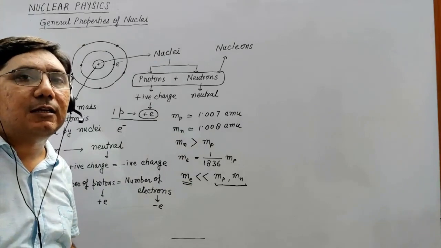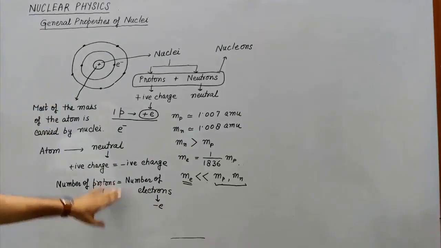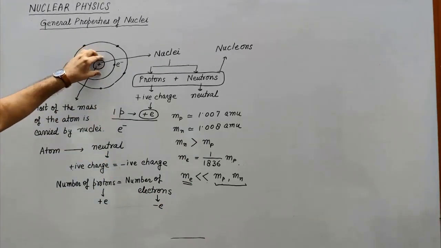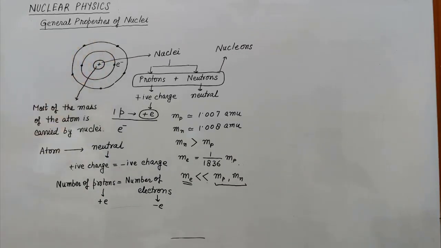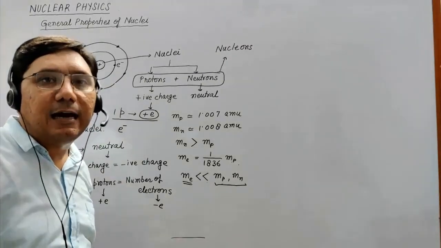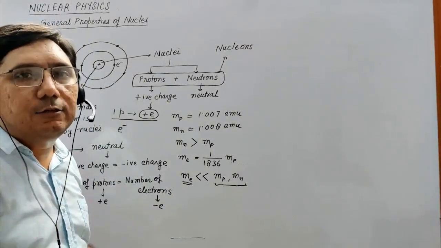So we will answer this question later on, but right now we can say that total positive charge is concentrated inside the nuclei while the total negative charge is carried by the electrons, and these electrons are revolving in different orbits around the nuclei. Now, next question arises, how can we represent a nuclei?